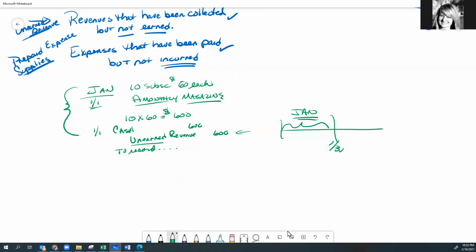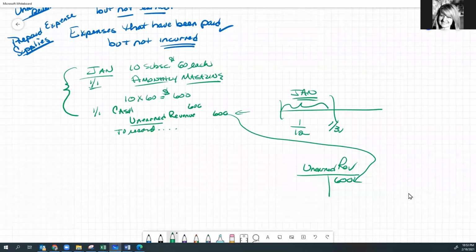But when we've sent one magazine to all of these customers, then we have actually earned 1/12 of the revenue because we have provided the magazine for 1 month. So we have actually earned some. It's not all unearned anymore. Some of it's been earned. So we have this liability here, unearned revenue, and it has a credit balance in it of $600. Yes? And that happens to be the normal balance of a liability, a credit. So it has a credit balance of $600.